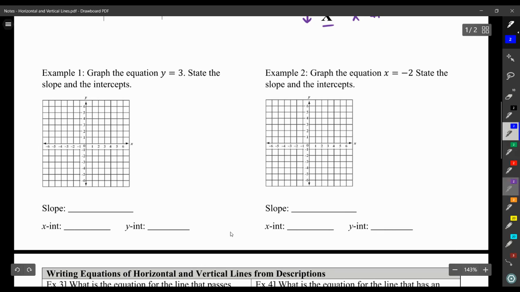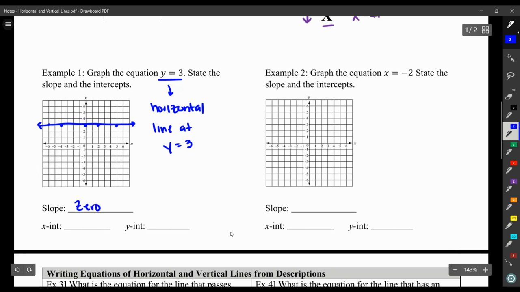So if we look at example 1, graph the equation y equals 3, and state the slope and the intercepts. Okay, y equals 3. I know that y equals 3 is definitely right there, for sure. Now, if you can't remember that this is a horizontal line, let's just find some other coordinates that also have a y value of 3. So maybe (2, 3), or (5, 3), or maybe (-4, 3). And look what direction this line is going in. This is creating a horizontal line right at a y value of 3. So this is a horizontal line at y equals 3.